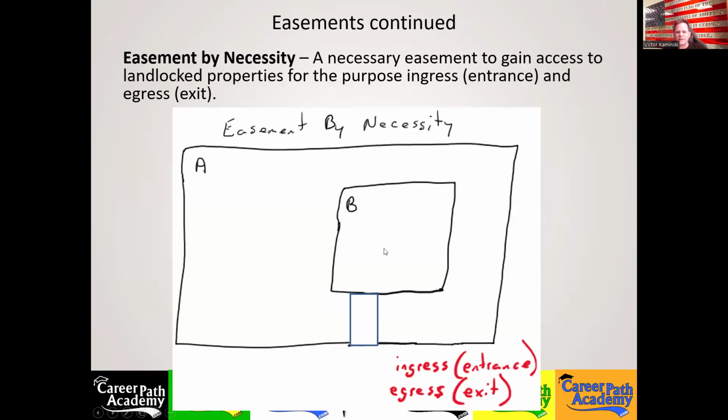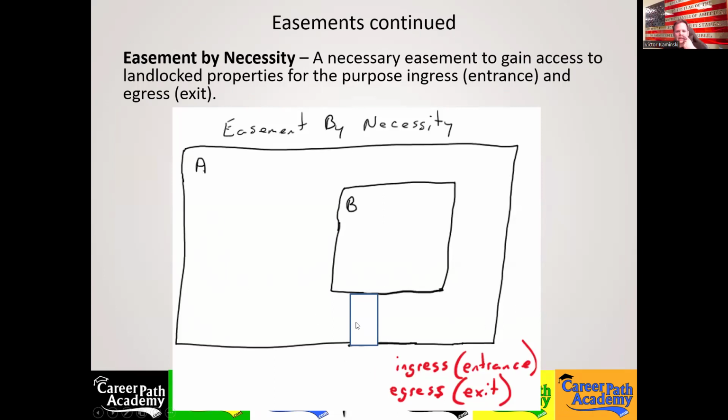Okay, here's an example that's better. You got lot owner A and lot owner B. Lot owner B's property is completely surrounded by lot owner A. This does actually happen in real life. You figured that it wouldn't, but for some reason it does.